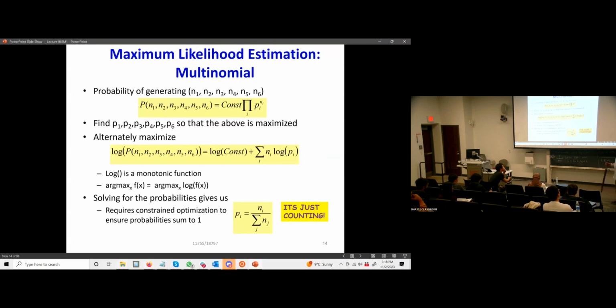That if I roll a dice n times and I get the number 1 n1 times, then the probability of 1, my best guess is n1 over n, right? Where did that come from? That is just your standard maximum likelihood estimate.